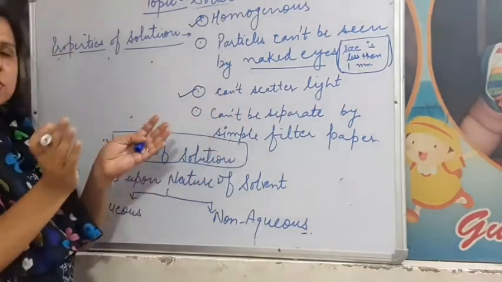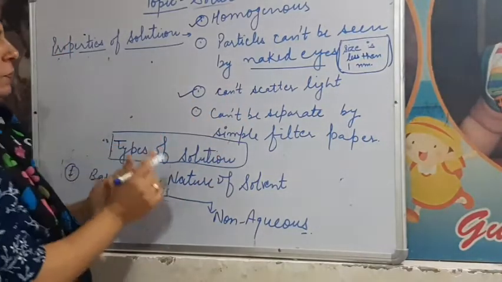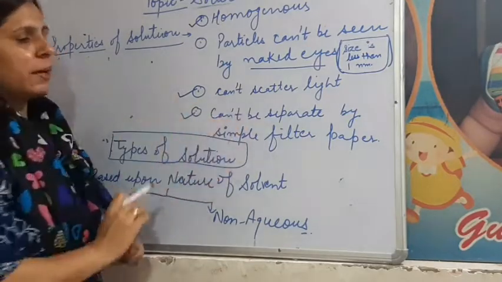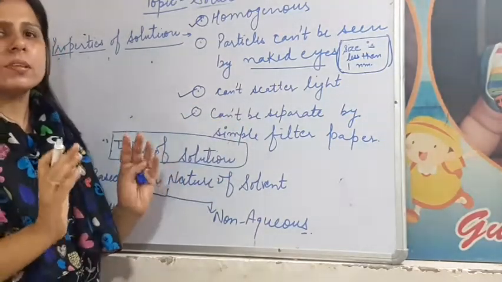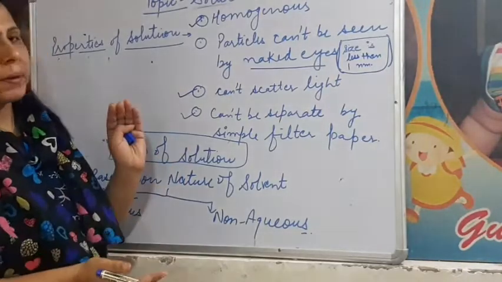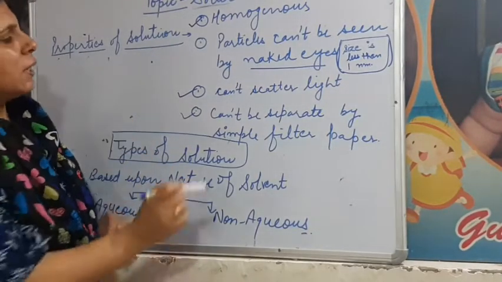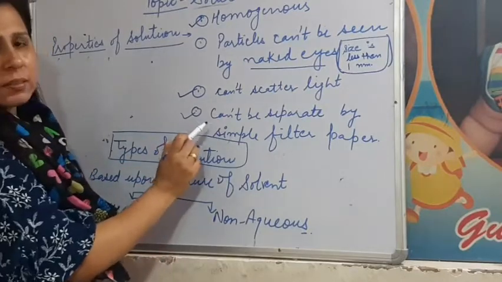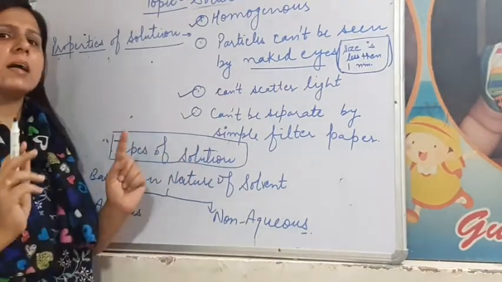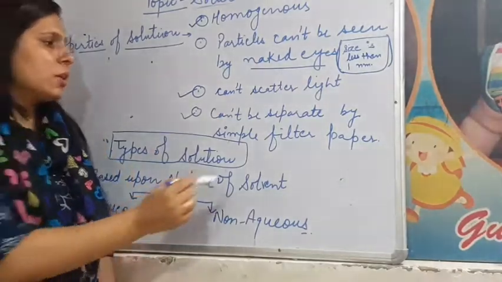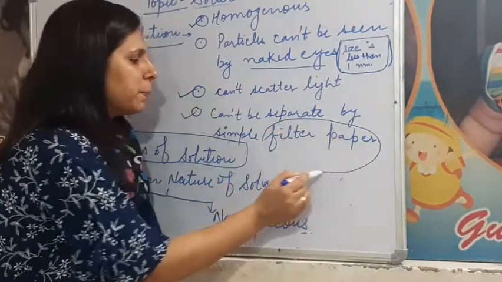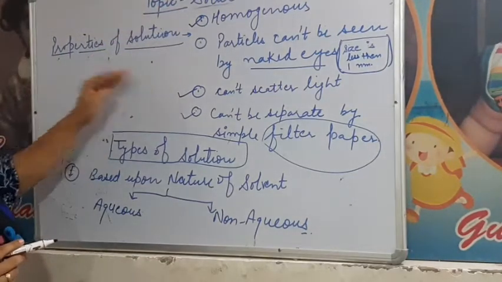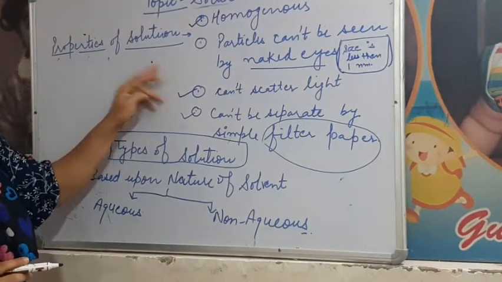They can't disperse the path of light. Fourth one, solution cannot be separated by filter paper. When you use simple filter paper to separate the components of a solution, it does not work. Since the particles are very small, you can't separate the components of a solution by using simple filter paper. So these four are the properties of solution.